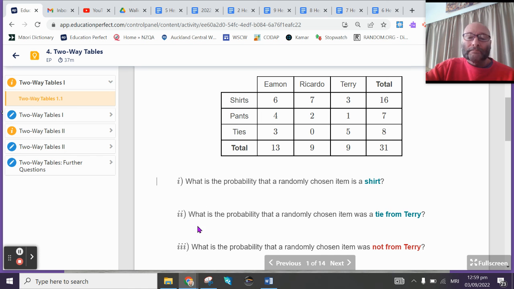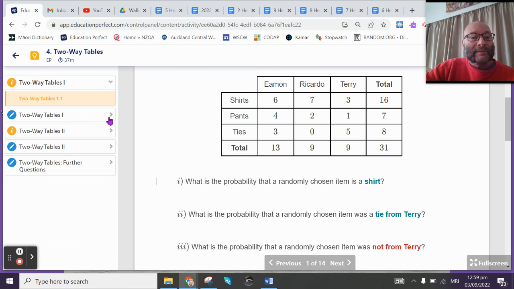And lastly, what's the probability that a randomly chosen item was not from Terry? Well, Terry has 9 items, so that's not including these. These are the items from the others. So 13 and 9, 22 over 31.